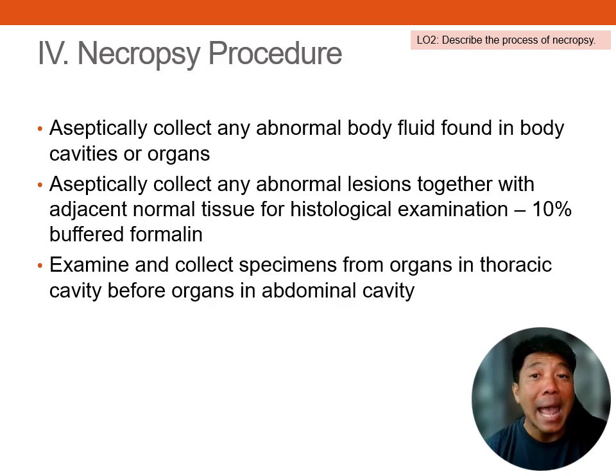As you examine the animal with the vet, you may have tasks to collect any abnormal fluid or tissue you find. These samples should be taken aseptically and should include not just the lesion, but also some adjacent normal tissue for comparison. For best results, use 10% buffered formalin to preserve the tissue for histological examination. Examine the organs in the thoracic cavity first, before moving on to the abdominal cavity.